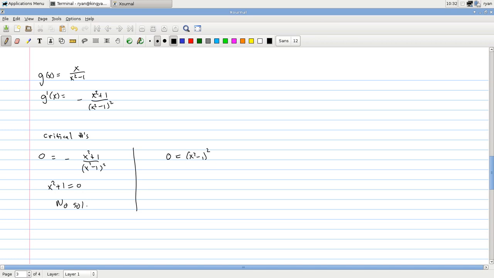To see where it's undefined, we're going to take the square root of both sides. So we get x squared minus 1 equals 0. We can factor this and we get x equals 1, x equals negative 1. Now these are not critical numbers, because the original function itself is undefined at these points. These are actually vertical asymptotes. But they are important to note to find intervals of increase and decrease.